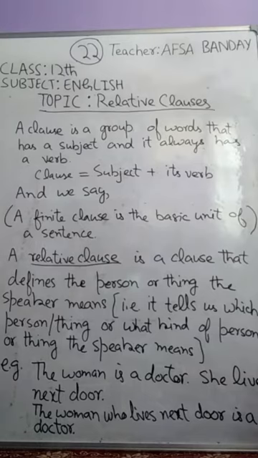So here, when we connect these two sentences by introducing a relative clause, we say the woman who lives next door. This means who lives next door. It is the relative clause in this sentence, and it defines which woman we are talking about. It gives us some information about her. We know that she is a doctor, but at the same time it gives us information that she lives next door. So this is what is called a relative clause. A relative clause defines or refers to the person or thing the speaker means.